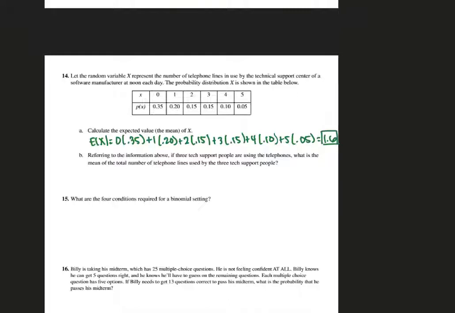So then it says if 3 tech support people are using telephones, what's the mean number? So we're going to take our expected value, 1.6, and we're going to multiply that by 3. So when we do 1.6 times 3, we get 4.8.